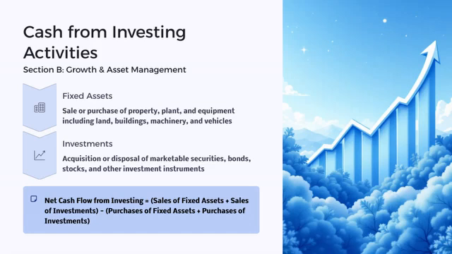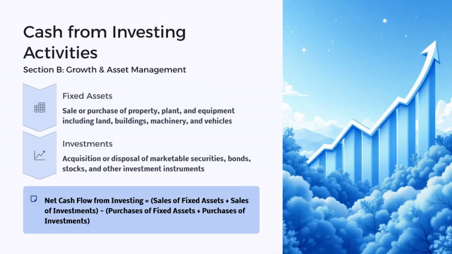Now let's take a closer look at the net cash flow from investing activities. Essentially, this section reflects the cash generated or used through a company's investments in its long-term assets. The formula here is straightforward. We take the sum of sales of fixed assets and investments, and then subtract the purchases of those same assets. It's important to understand that when a company sells fixed assets or investments, it brings in cash, which is a positive inflow. Conversely, when it makes new purchases or investments, that's a cash outflow, reducing overall cash.